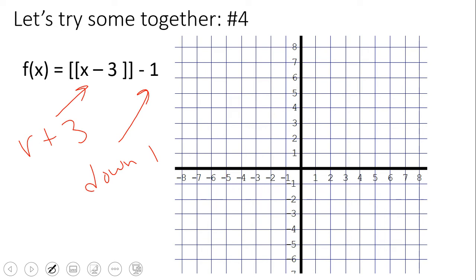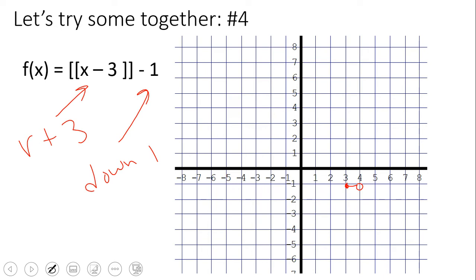If you are now moving that step 3 units to the right and 1 unit down, then you are going to have that step there from 3, -1 over to 4, -1. That's what happens to the step that originally is from 0 to 1. And then all of the other steps would move in the same fashion.